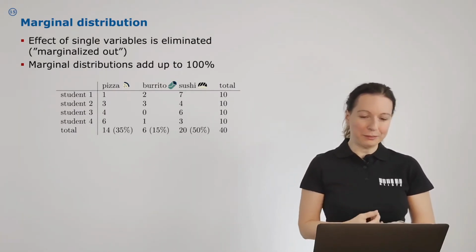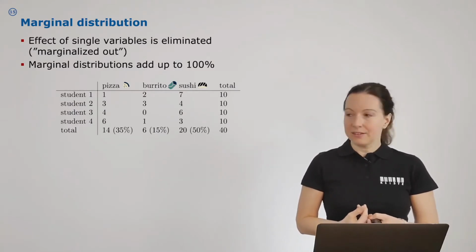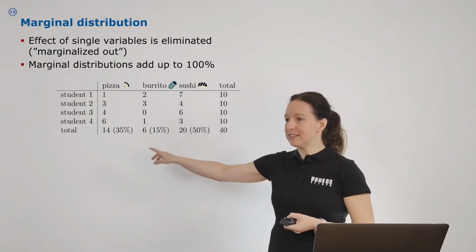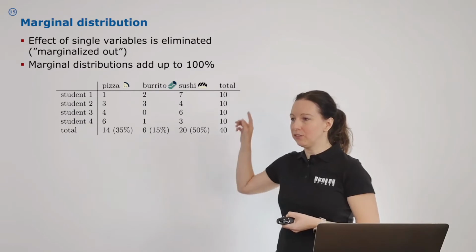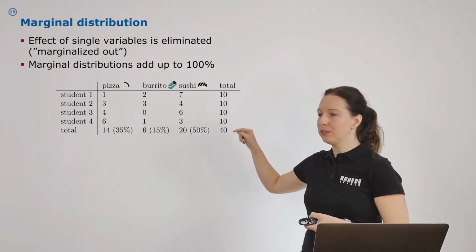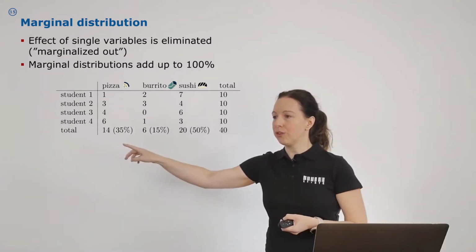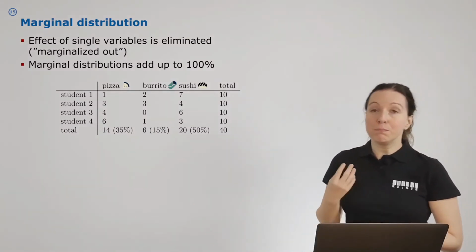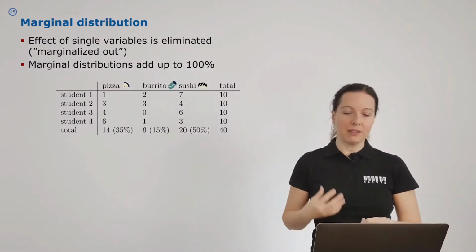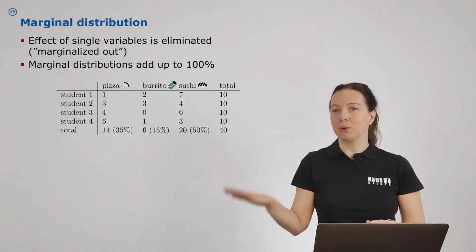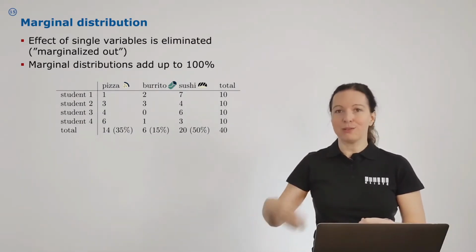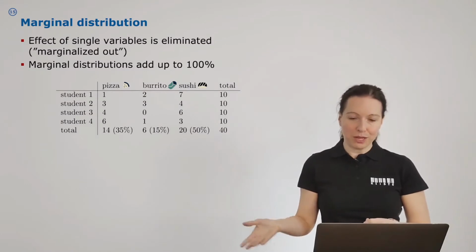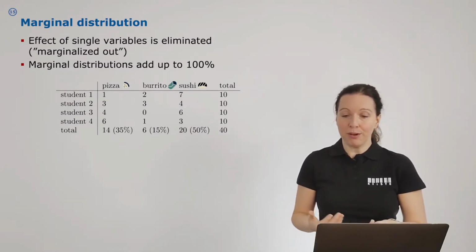You want to order it. And so this is illustrated in this table here. Let's assume you have a group of 4 students and you have the choice of pizza, burrito, and sushi. And then we can compute the marginal distribution of pizza, burritos, and sushi, because this is what you want. And based on this, you make the decision what you actually want to order.